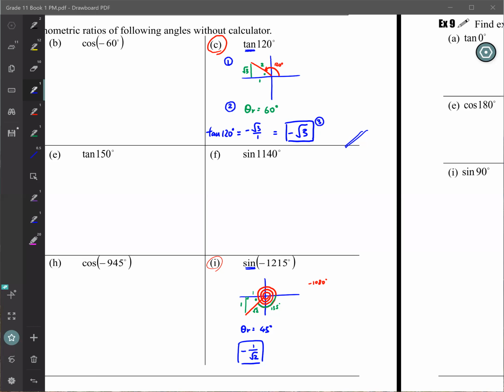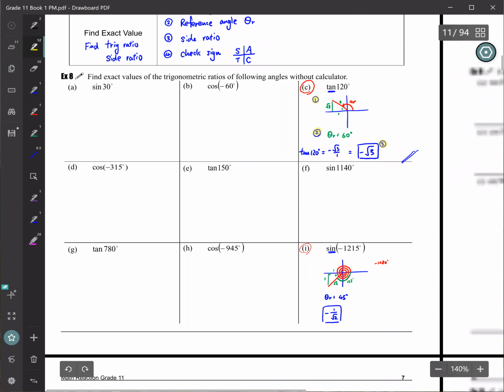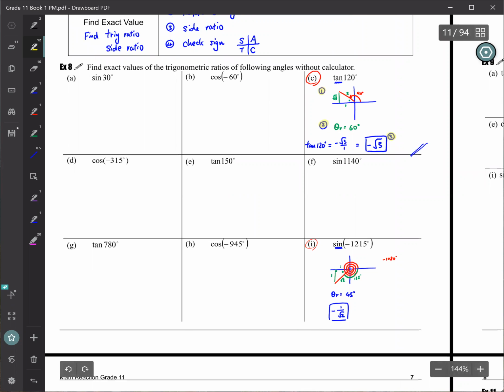Okay, so you can highlight that. So 1, 2, 3. These are the three things you have to show on the homework to get a full mark. Okay, let's do one more before you guys go for a break.